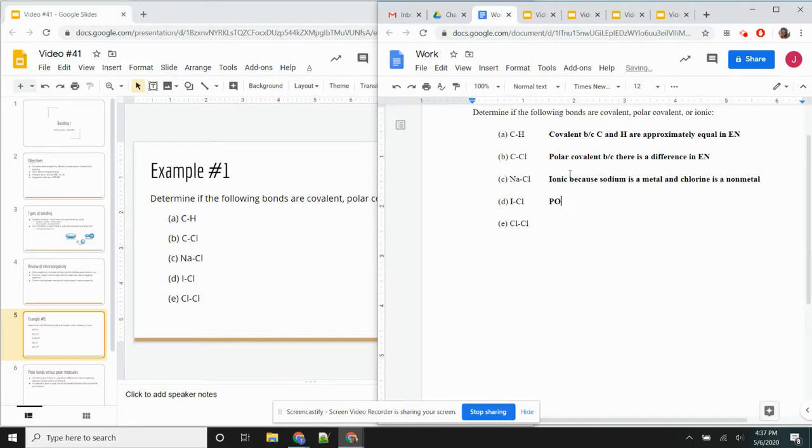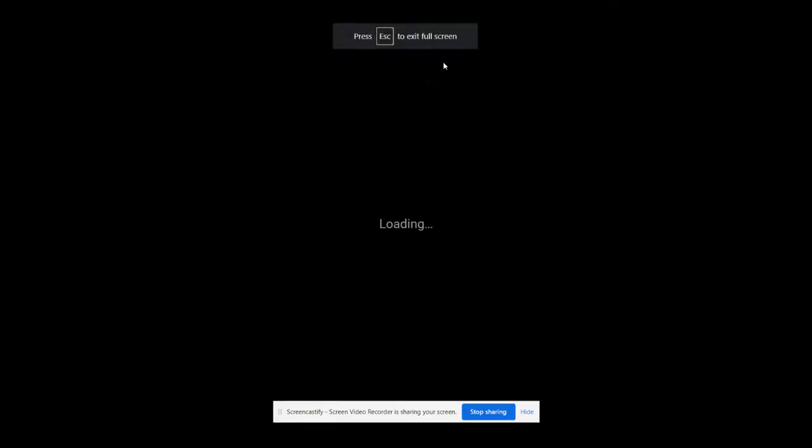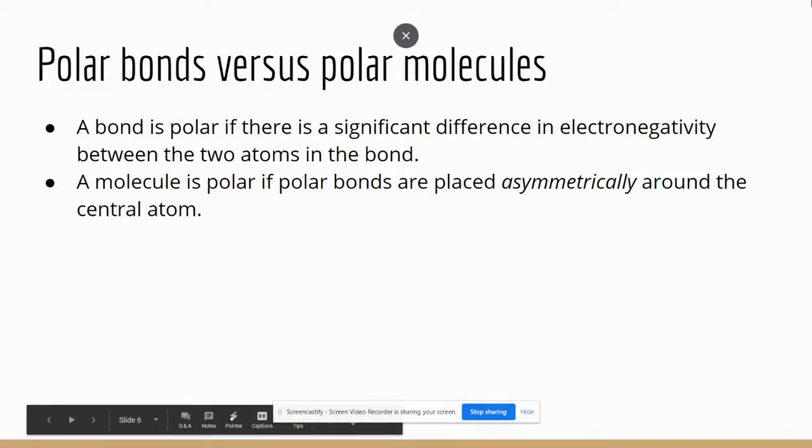ICl, this is polar covalent because chlorine is more electronegative than iodine. And then the last one is just covalent. Since it's the same element, they're equal in electronegativity. Pause here.